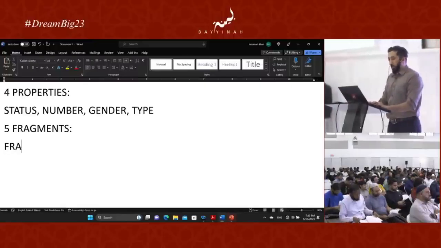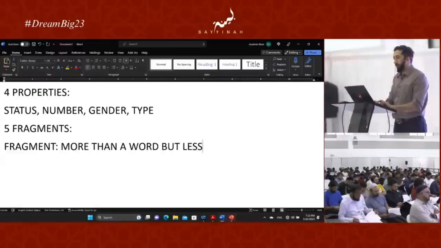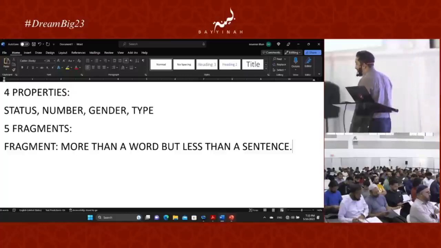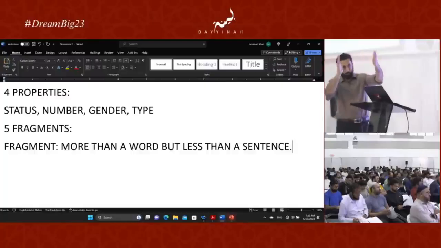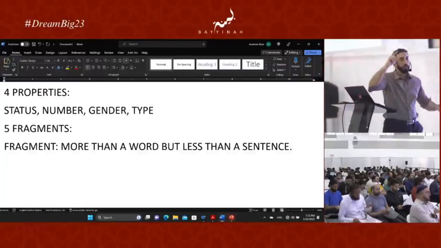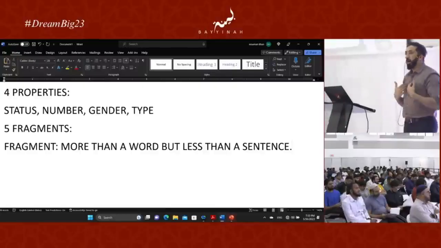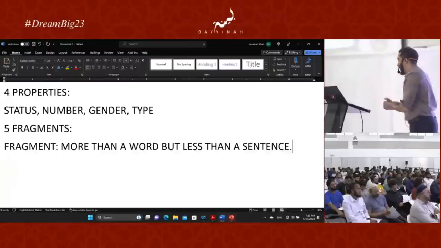The definition of fragment. More than a word, but less than a sentence. That's a fragment. It's not just a word, it has to be at least 2 words. It can be more than 2 words too, but it's still not a complete sentence. If I say, I am loud, is that a full sentence?